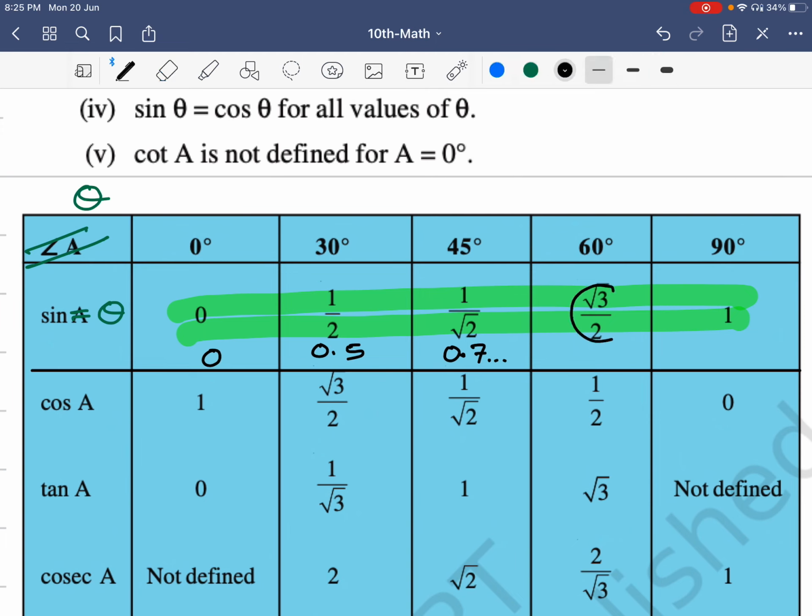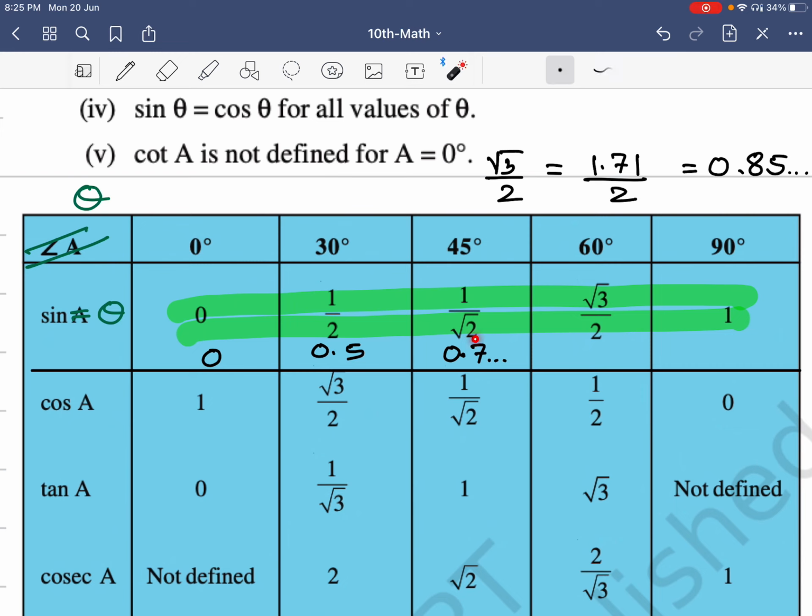Now the next value is root 3 by 2. So again, what is root 3 by 2? Let's try to find out. Root 3 is roughly equal to 1.71, divided by 2. That will be 0.8, 6, 1, 5, roughly 0.85 dot dot dot. Okay. So again, it is more than this 0.7.